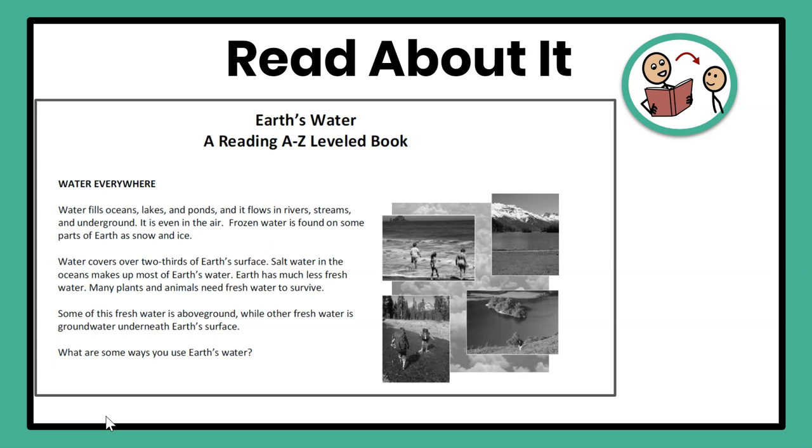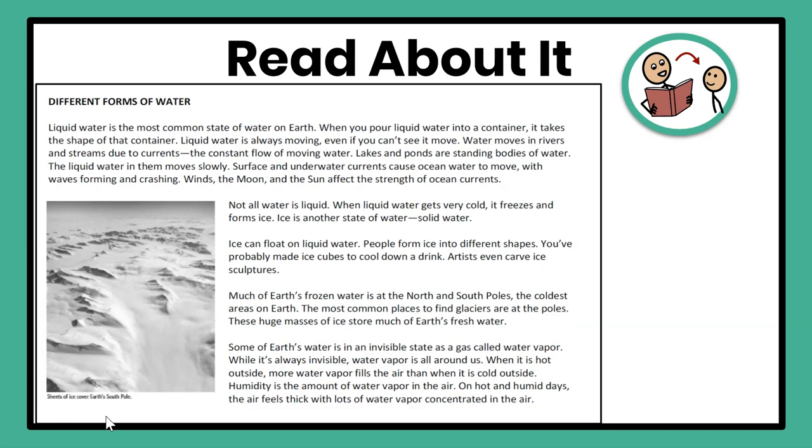What are some ways you use Earth's water? Different forms of water. Liquid water is the most common state of water on Earth. When you pour liquid water into a container, it takes the shape of that container. Liquid water is always moving, even if you can't see it move. Water moves in rivers and streams due to currents, the constant flow of moving water.